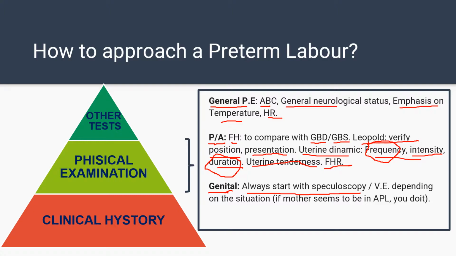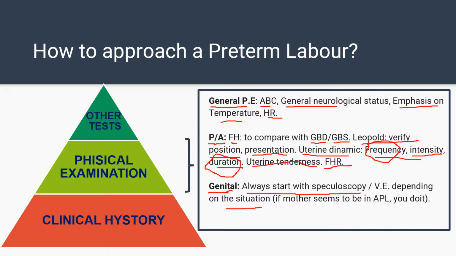So if with the speculoscopy we have enough information and we think we don't need the VE, we don't have to do it. The decision to do a VE, you take in the moment depending on the situation. If the mother is complaining of low abdominal pain but is not with contractions, you don't do the VE. But if you think the mother is really in labor, and with the speculoscopy you see bulging membranes, or the mother has a lot of contractions, of course you have to do the VE to check how far the mother is and to confirm that the mother is in labor.